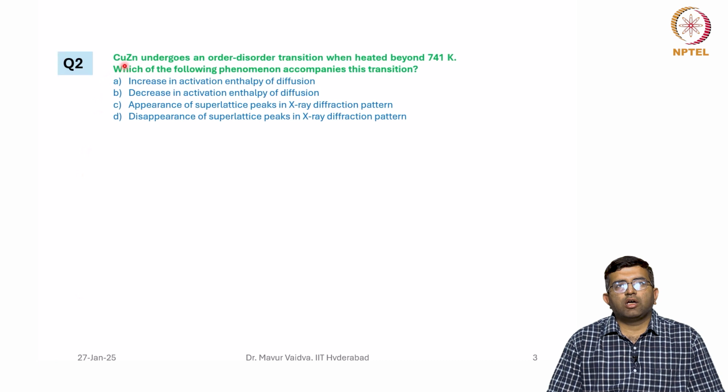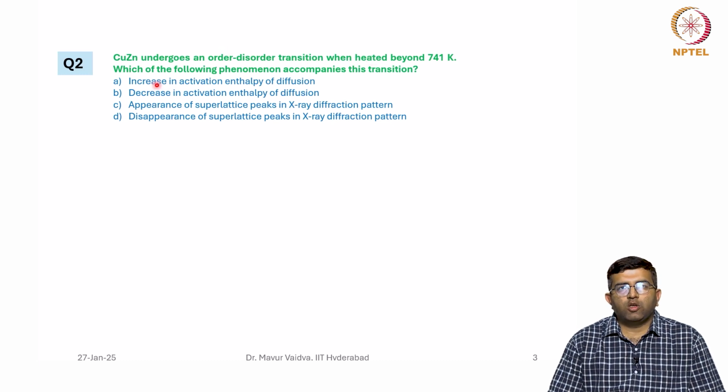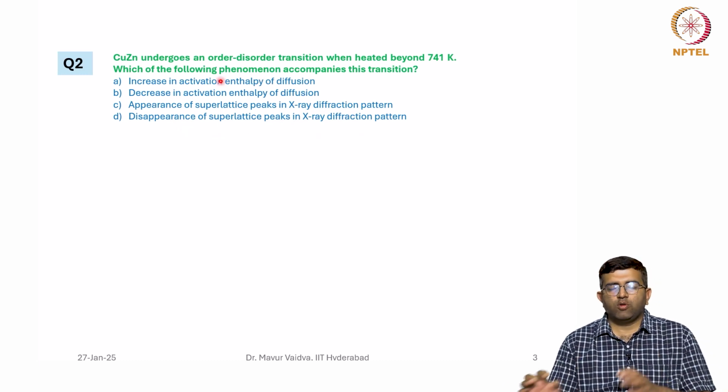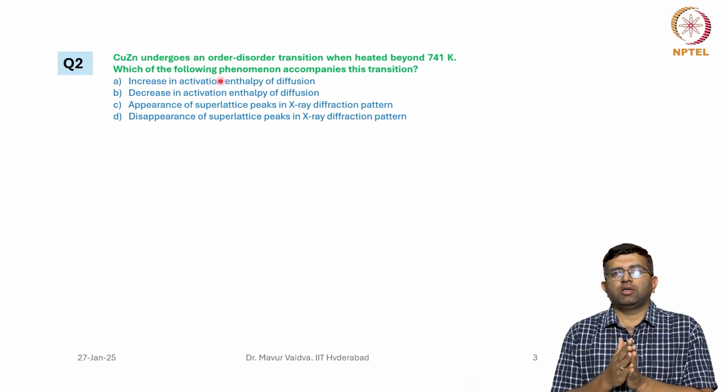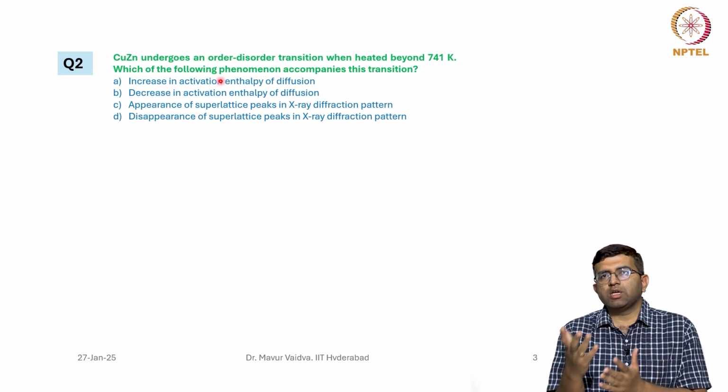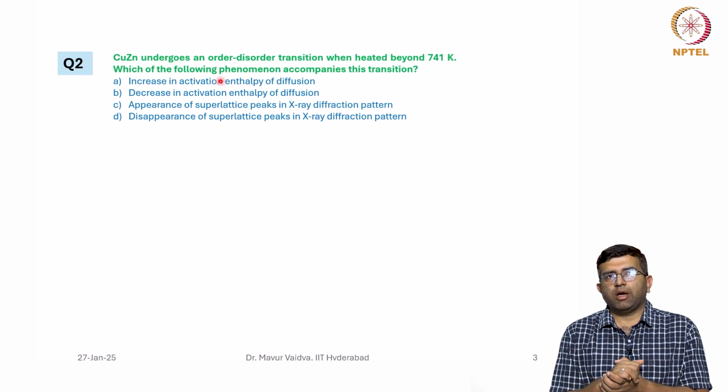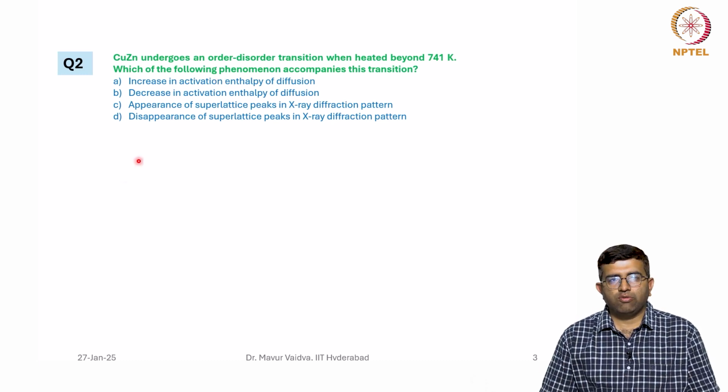Now, the second question: copper zinc undergoes an order-disorder transition when heated beyond 741 Kelvin. Which of the following phenomena accompanies this transition? Does order-disorder transition during heating lead to an increase in activation enthalpy of diffusion, a decrease in activation enthalpy of diffusion, appearance of superlattice peaks in the X-ray diffraction pattern, or disappearance of superlattice peaks in the X-ray diffraction pattern? We saw that when you go from order to disorder, there is a change in the diffusivities: the diffusivity increases, or in other words, it is accompanied by a decrease in activation enthalpy of diffusion.